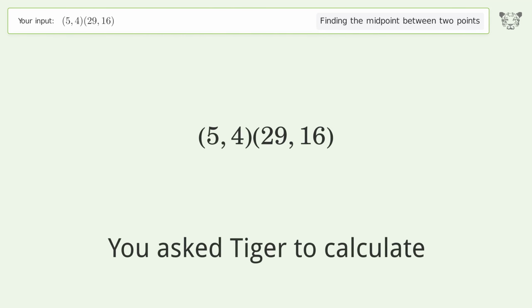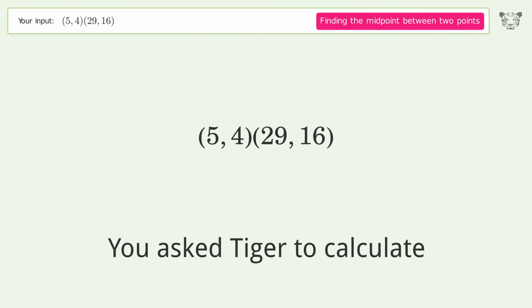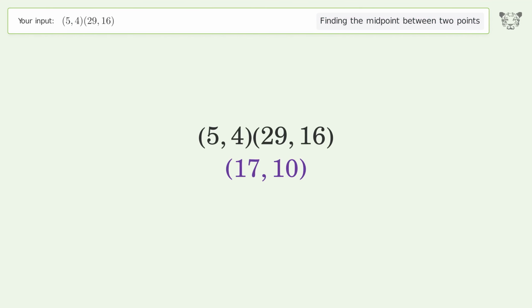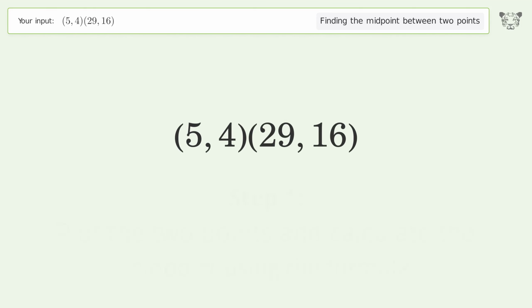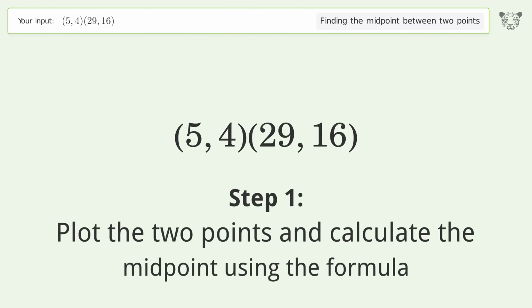You ask Tiger to calculate. This deals with finding the midpoint between 2 points. The midpoint between the 2 points is 17,10. Let's solve it step by step. Plot the 2 points and calculate the midpoint using the formula.